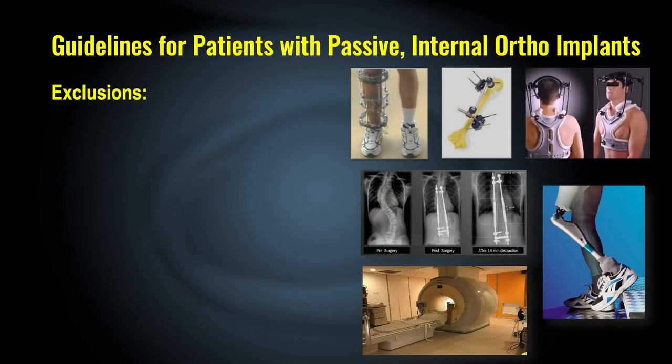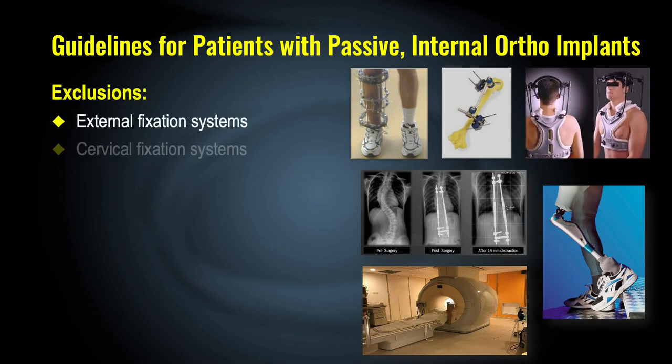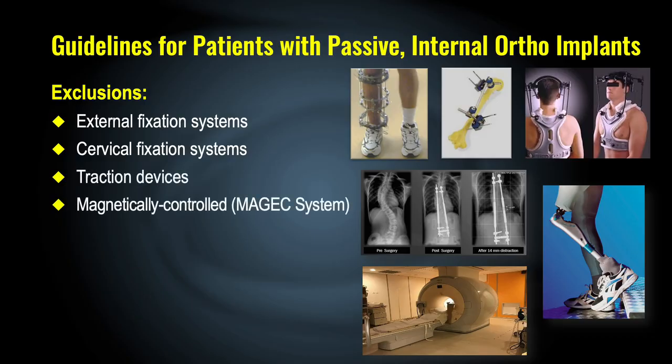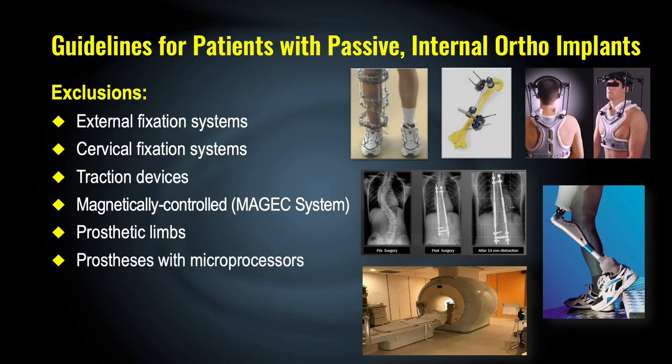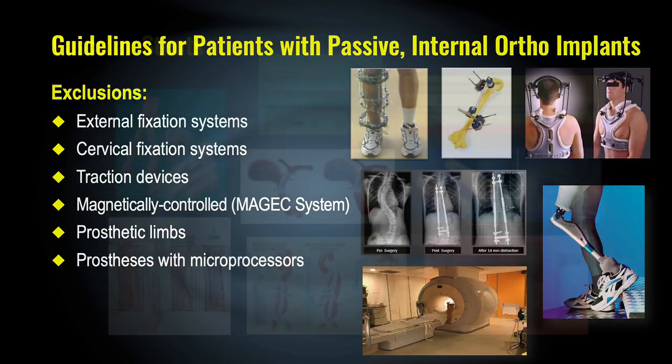Orthopedic implants that are excluded from these guidelines include external fixation systems, cervical fixation systems such as halo vests, traction devices, magnetically controlled or programmable implants like the MAGEX system, prosthetic limbs, and orthopedic prostheses with microprocessors.